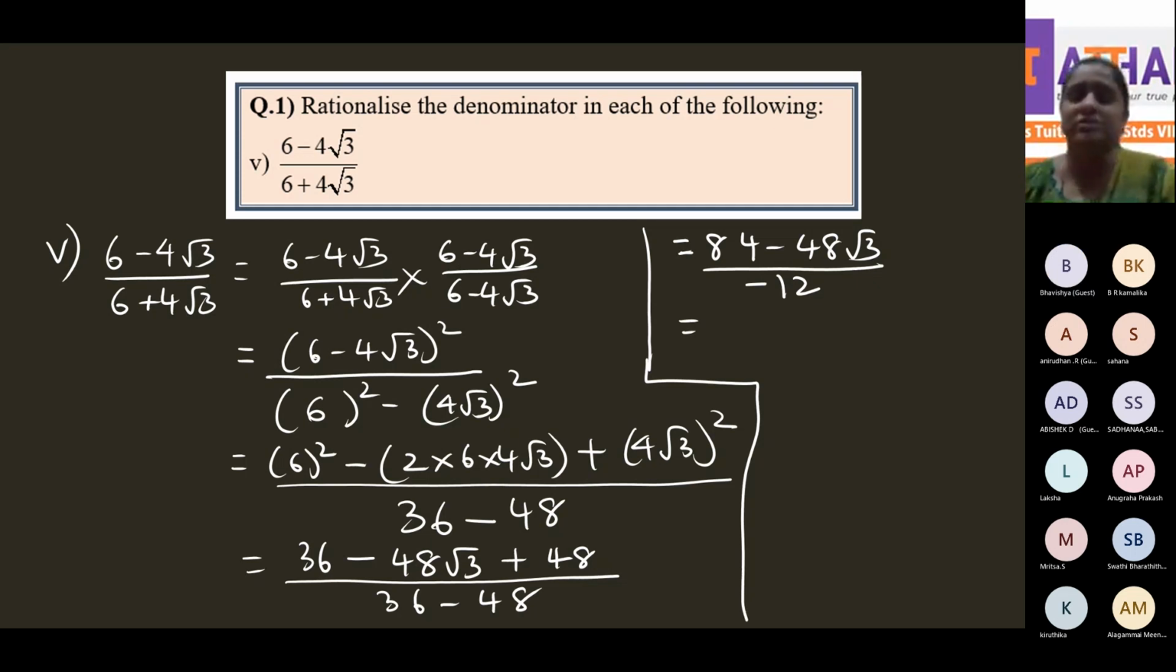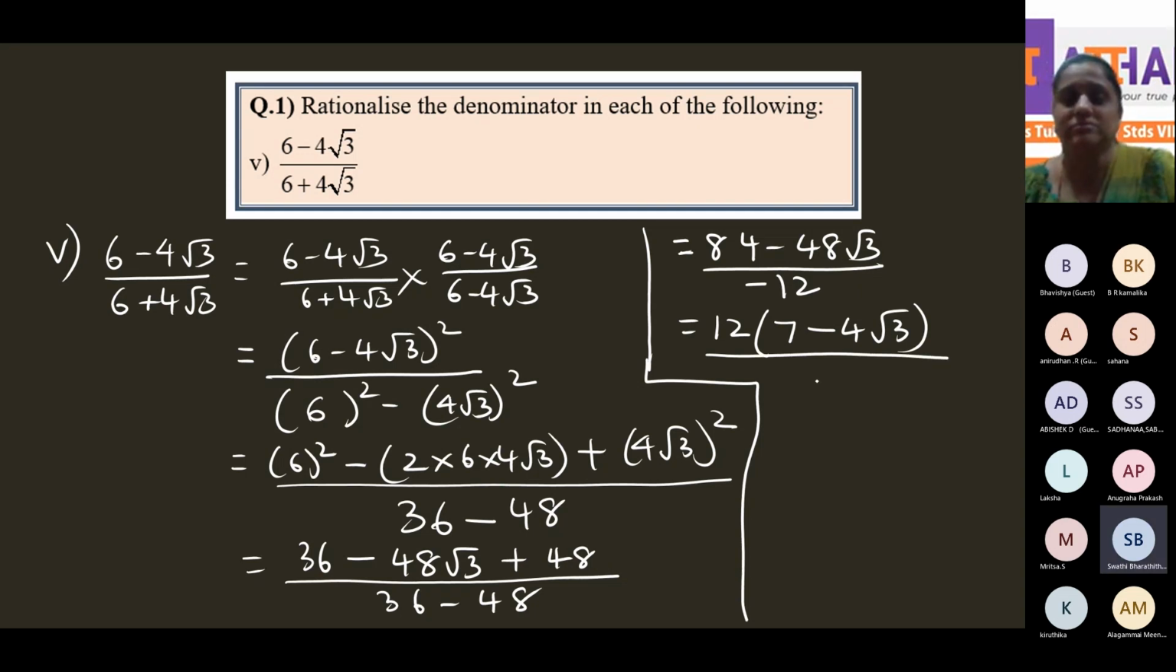What's common in the numerator? Between 84 and 48, what is common? 12. 12, how many times 84? 7 times. Yeah, minus 12. 4 root 3, 4 12s are 48, divided by minus 12, ma'am.